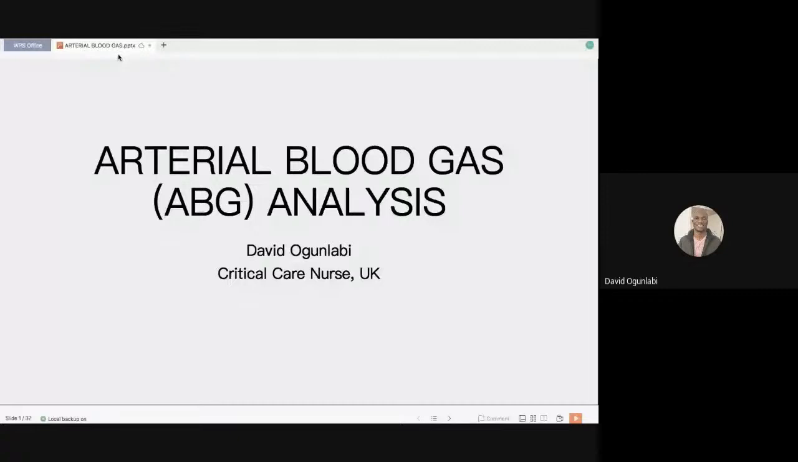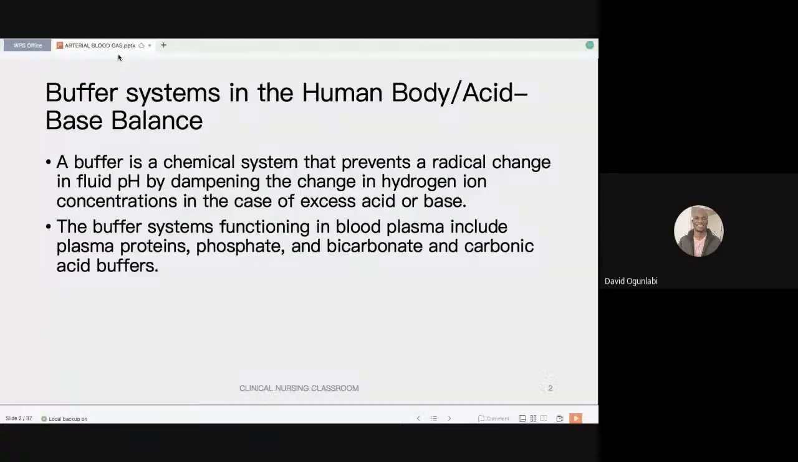But before we go into it, I just thought it's important we learn the buffer systems in the human body, which we can also call acid-base balance. So this is just to refresh our memory about this whole ABG analysis. Now, a buffer is a chemical system that prevents radical change in fluid pH by dampening the change in hydrogen ion concentrations in the case of excess acid or excess base.